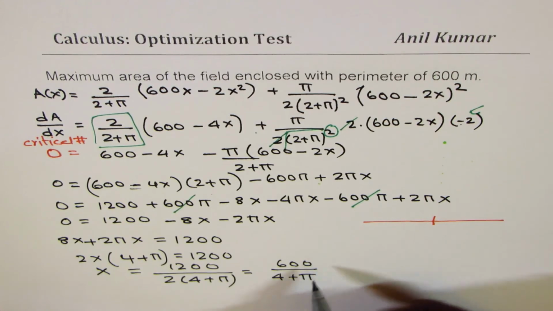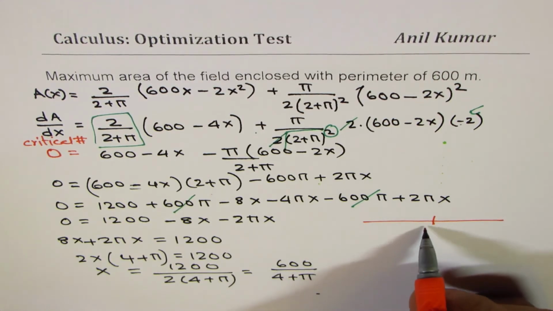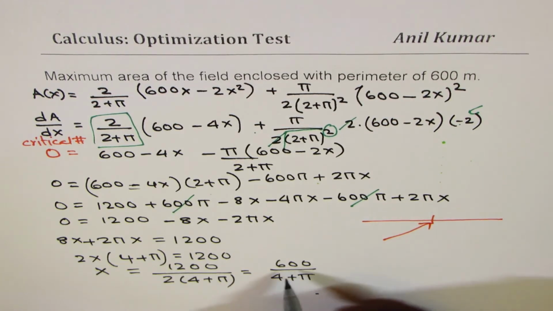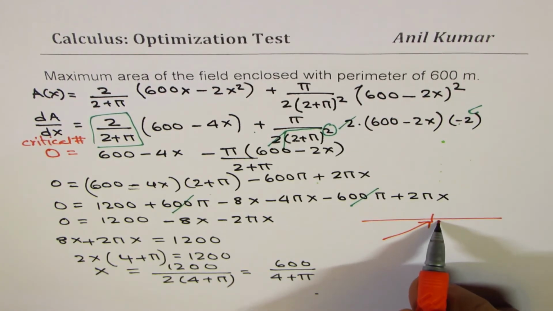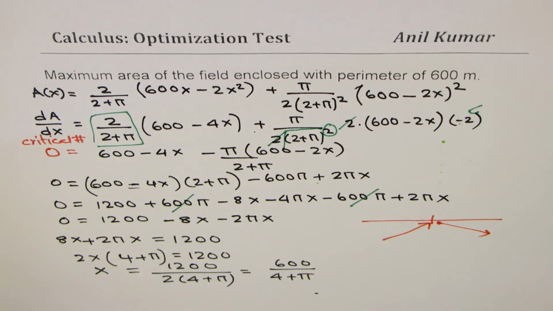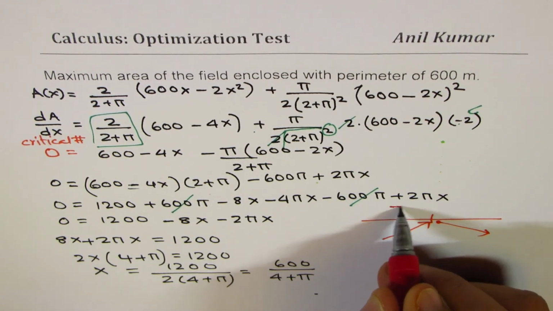You'll find that if you substitute a value less than x, it will be positive, and if you substitute a value more than x, it will be negative, and that will result in a maximum. So that is the only critical number, so we are leaving it here, and I am leaving this as a test for you.